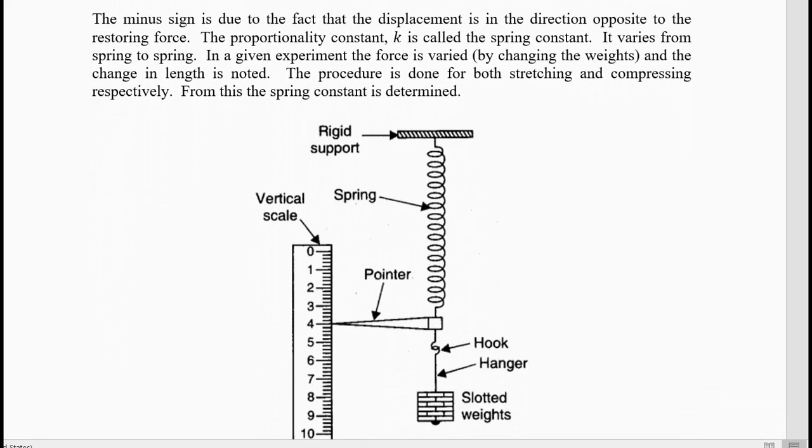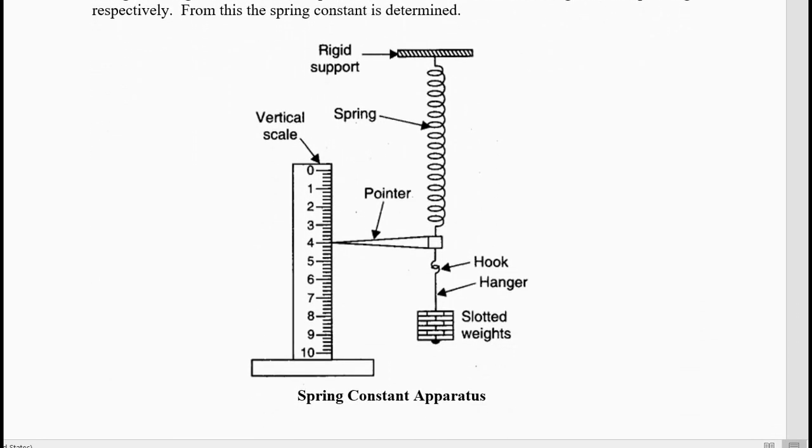Now, what's the apparatus we are going to use? We have a rigid support from which we hang a helical spring. Then we attach a mass hanger where we can vary the hanging masses, and there is a pointer attached to the spring which points to a vertical scale, normally a centimeter scale.